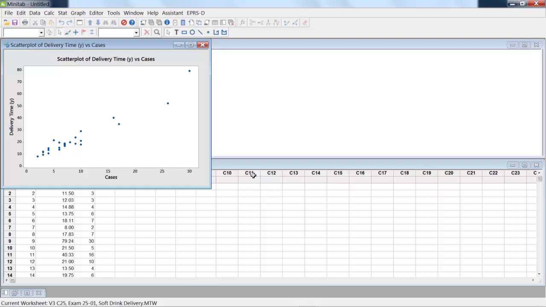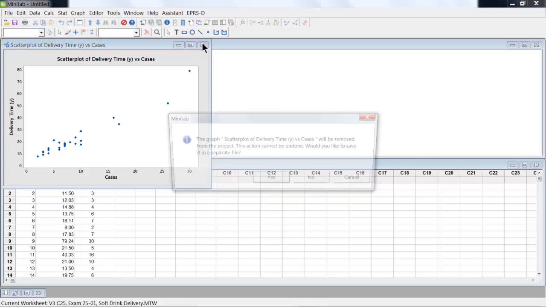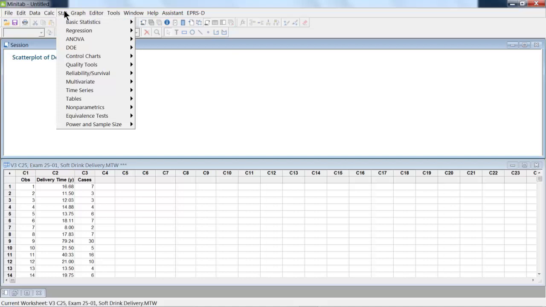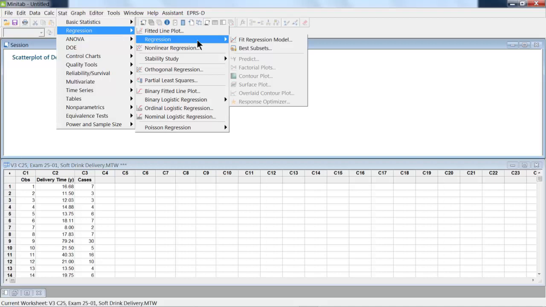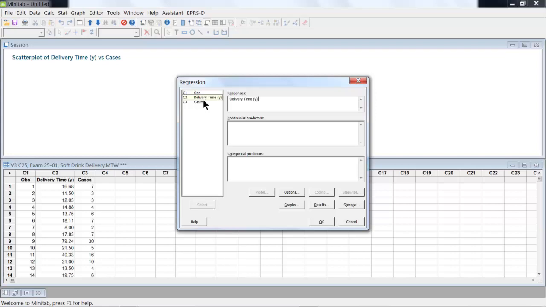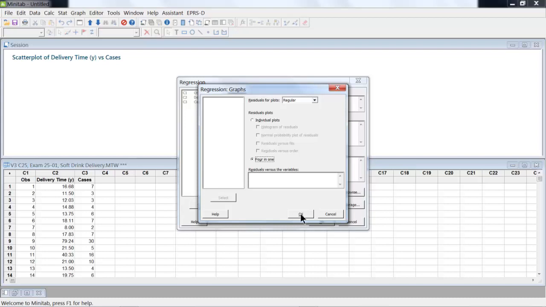Now, another way of presenting this information is to do a statistical analysis. We're going to do statistical analysis, regression, fit regression model. So now we have delivery time again, and then we'll have cases. In this particular case, we also want to look at residuals. So I'll create a 4-in-1 residual plot here.